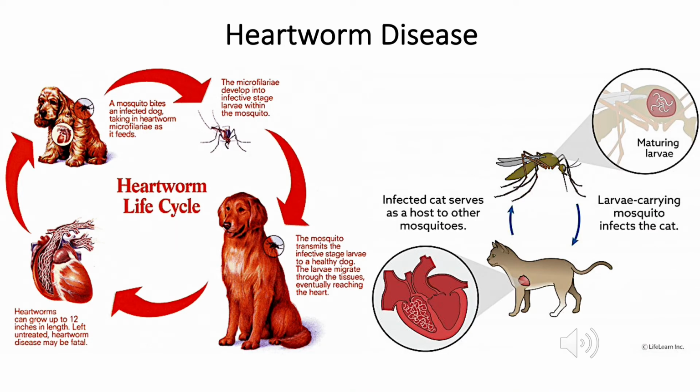And heartworm, which causes heart failure, severe lung disease, and death mainly in dogs and cats. It is caused by a parasitic worm called Dirofilaria immitis. The worms are spread through the bite of a mosquito.